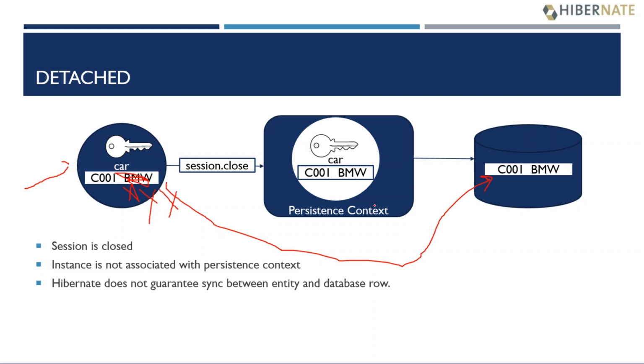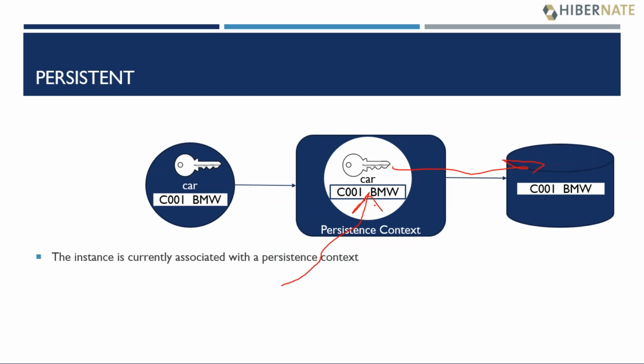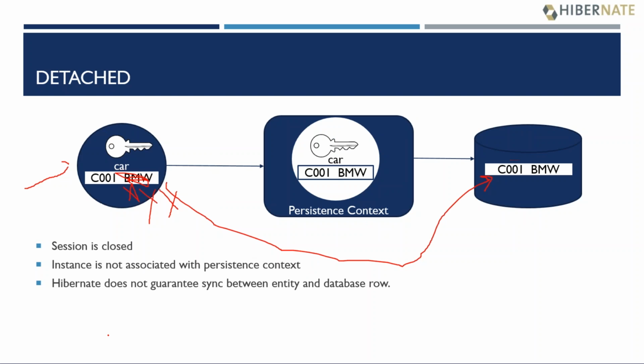If in case it was associated with the persistent context, and you are making any changes, let's say X, X, X, the changes will be made over here, X, X, and then X, and then the changes will be made over here. Clear with this?